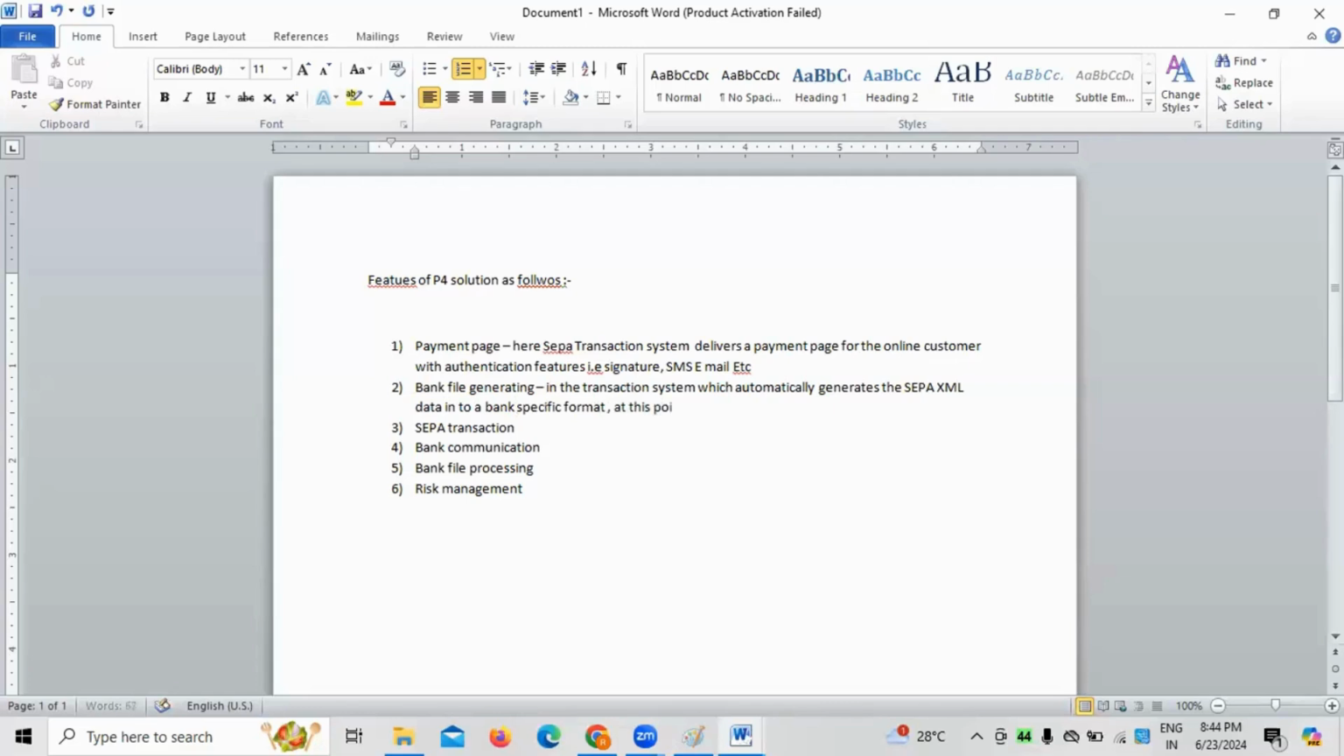At this point, whatever the rules of the European Payment Council are, they have to be followed here, right? So this is the second feature.